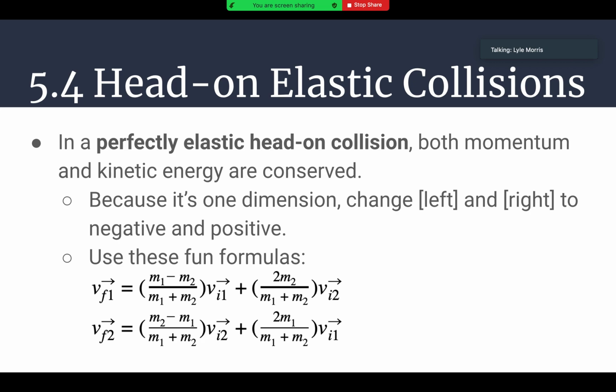conserved. Because it's one dimension, change left and right to negative and positive. So usually we assume right, to the east and so on, is positive, and west, to the left, is negative. There's a couple of formulas there to find the final velocity of each one. So there's that. Moving along.